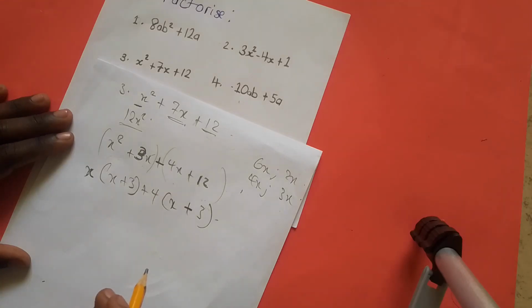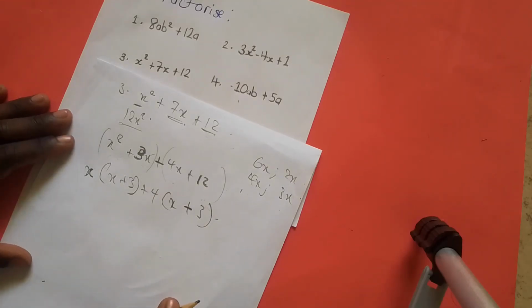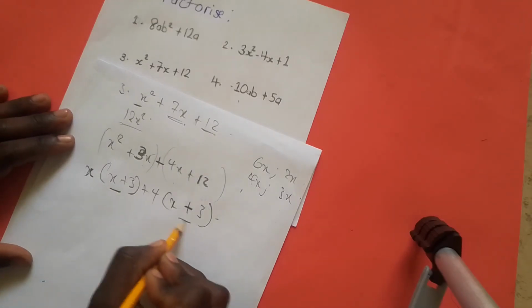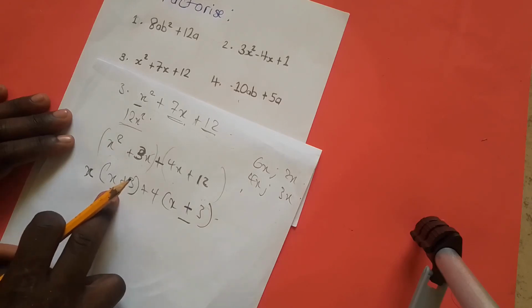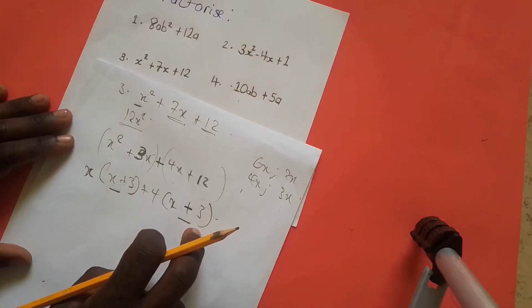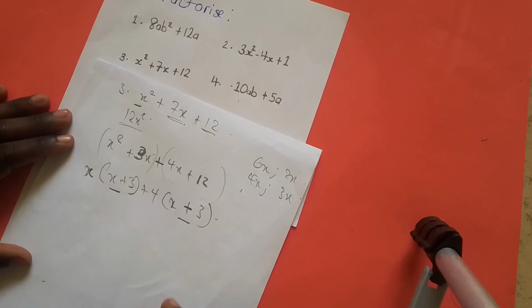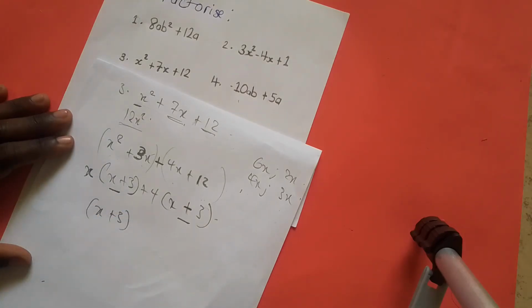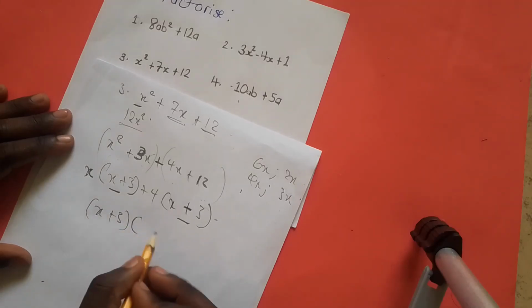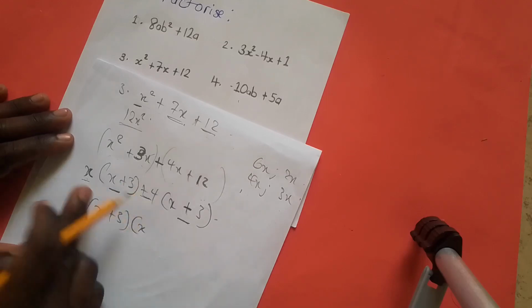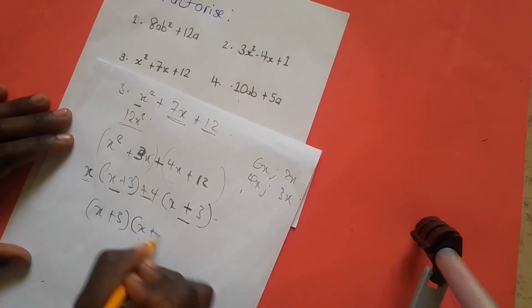You're almost done when you reach this point. When you reach this point, I want you to pay very close attention. The terms in the brackets are the same. This is x plus 3 and this is x plus 3. So what you do now is take one of the brackets, since these are the same terms in each and every bracket. So x plus 3, you take one of these brackets, right? Then the second bracket is x plus 4. So you take this x, write it down, then you take this positive 4, write it down.